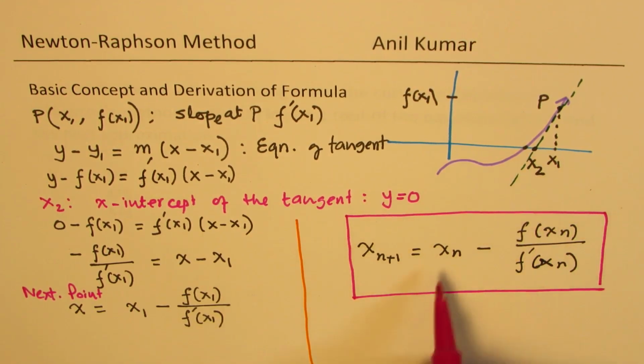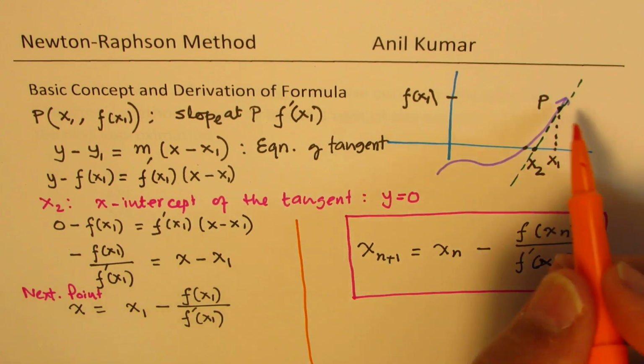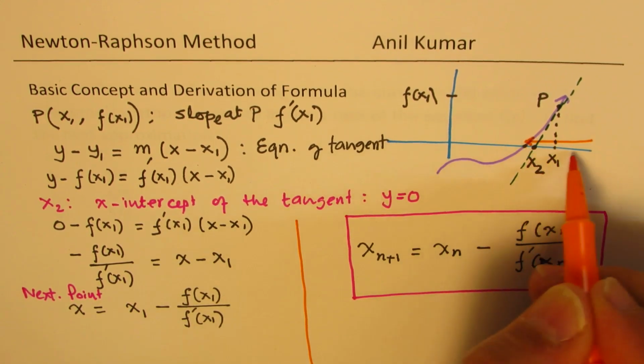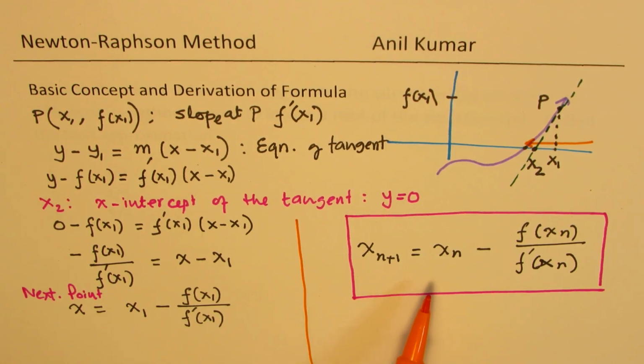So this is the formula which we'll be utilizing to find the next values of x, and you'll find that if this process is repeated, x approaches, in this case, the root. Do you see that part? Correct. So that is the formula which we are going to utilize. So I hope the derivation is straightforward, simple to understand.